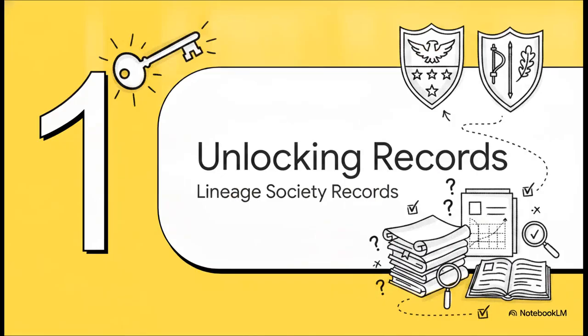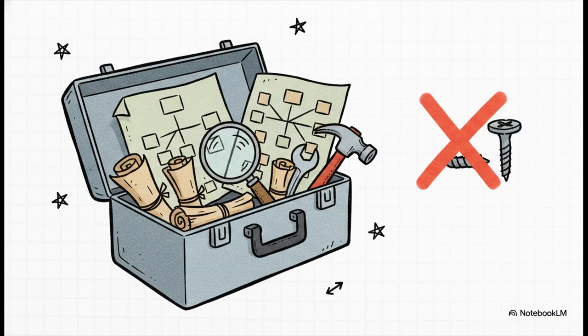So, Section 1. Unlocking lineage society records. You know, DAR and SAR applications are among the most frequently consulted lineage records in existence today. Think of them as absolutely essential items in your genealogical toolbox. These files are packed with clues, ancestral relationships, lineage connections, lists of supporting sources that previous researchers have already done the hard work of tracking down. But like any specialized tool, you really have to use them carefully. You wouldn't use a hammer to turn a screw, right? And as we'll see, you just can't treat every society application exactly the same way.